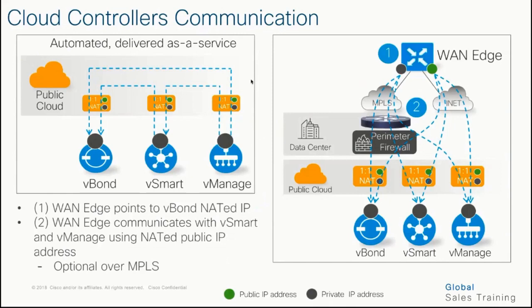If it is a Cisco cloud-hosted controller, it's like a service where this is already taken care of, and you don't need to worry about whether public IP communication should happen, whether NATing should be done, or what sort of port you should open, right? So these are the pointers.